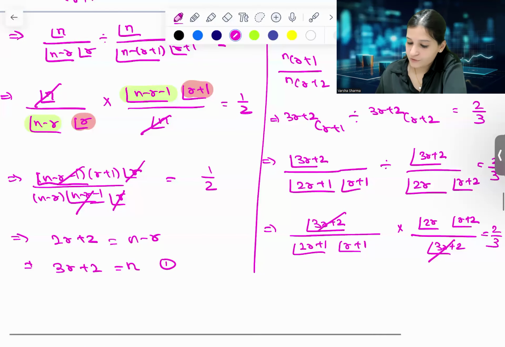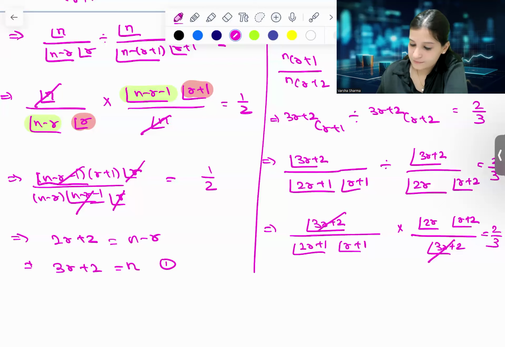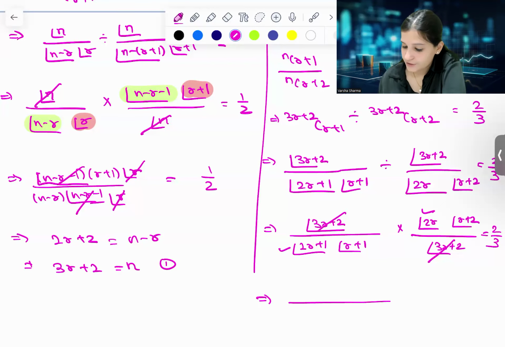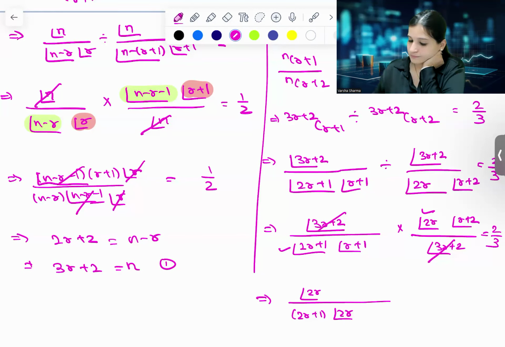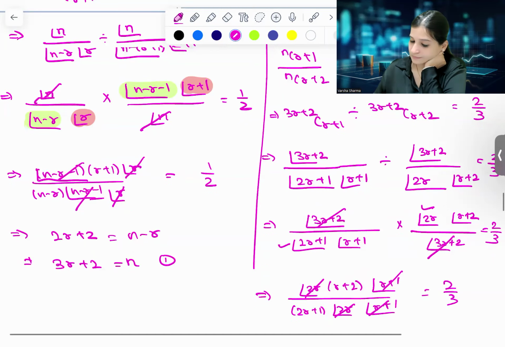So 3r plus 2, 3r plus 2 gets cancelled. Now out of 2r plus 1 and 2r plus 1, the second is larger: 2r plus 1 factorial 2r. Between r plus 2 and r plus 1, r plus 2 is larger: r plus 2 into factorial r plus 1. All the factorials get cancelled.